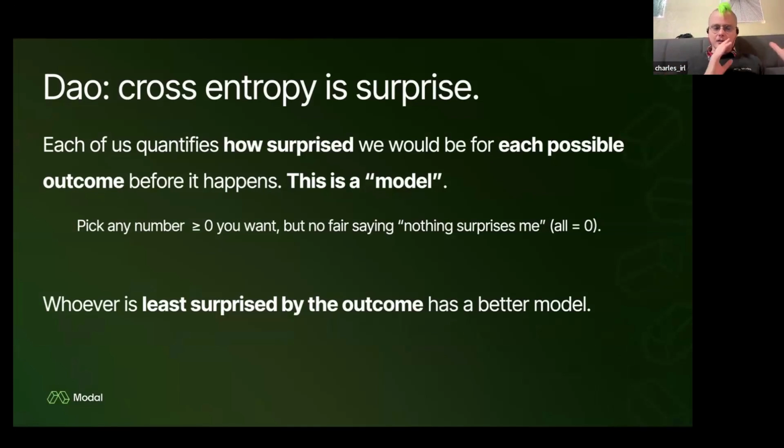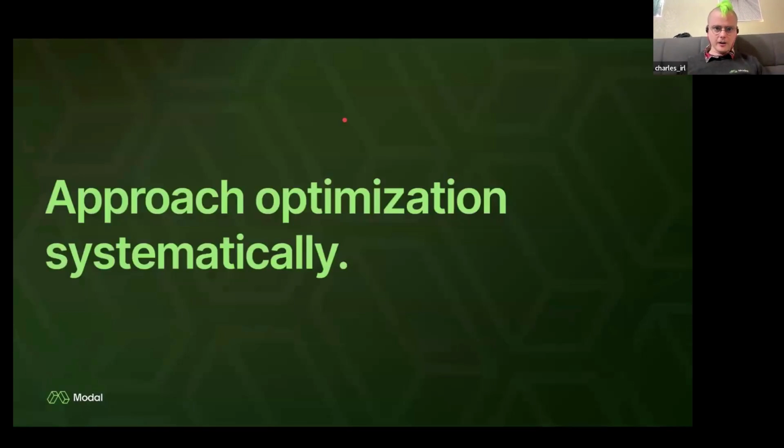Just to say that there's this kind of cool derivation of cross entropy from the notion of surprise. And that's sort of where information theory comes from, also connecting to physics and to optimal betting theory. I post about that on my blog that I'll share at the end.